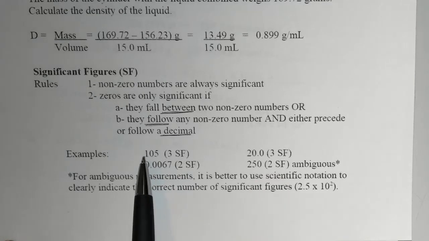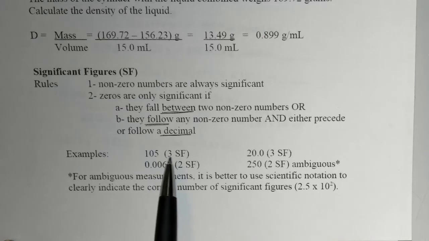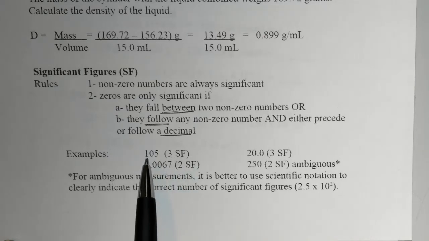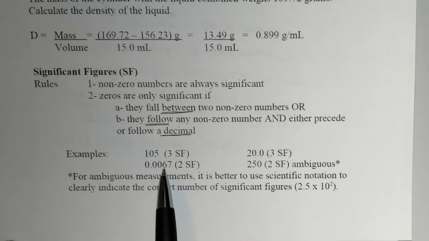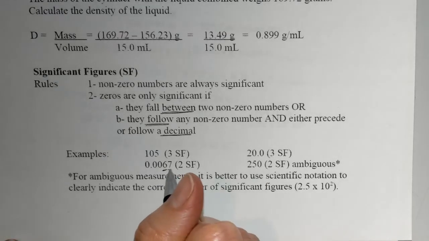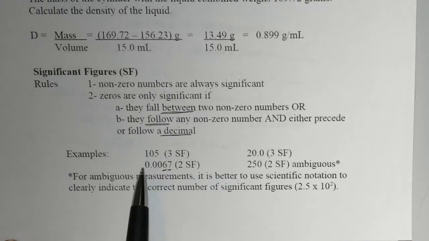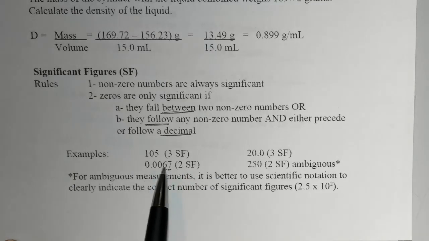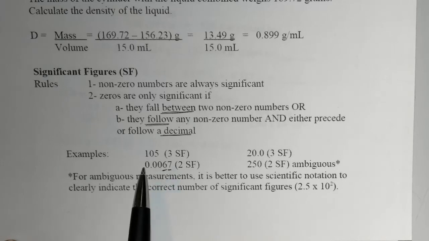Well, if I have something like 105, there is a 0 between the 1 and the 5, so that is a significant figure. That makes sense that the 1 and the 5 are measured, so the 0 is also measured. The 0.0067, this one only has 2 significant figures because the zeros in front are not significant. They're not measured. The way I think about it is the 6 was the first measurable quantity. Everything before that is just magnitude, right? There's nothing there yet to measure. So zeros in front of the first non-zero digit are just placeholders.